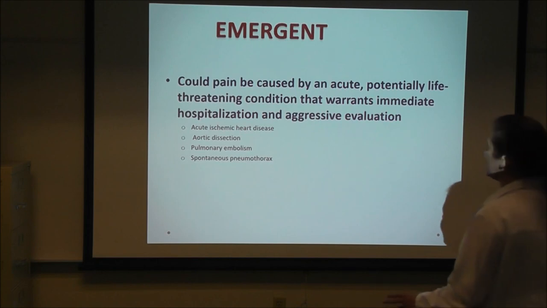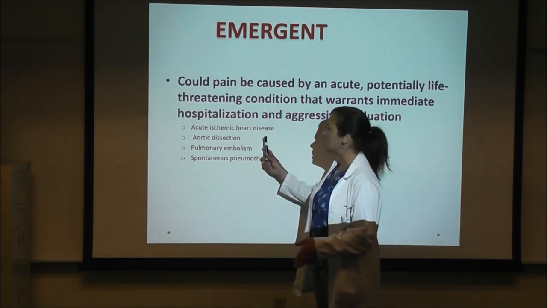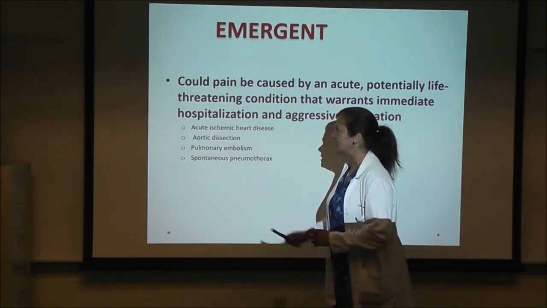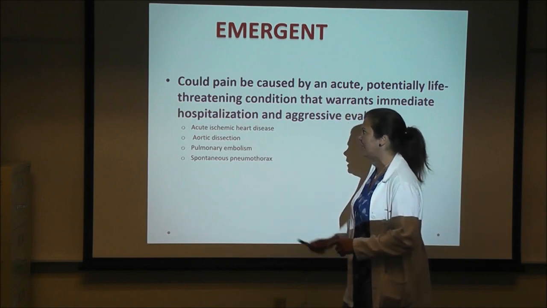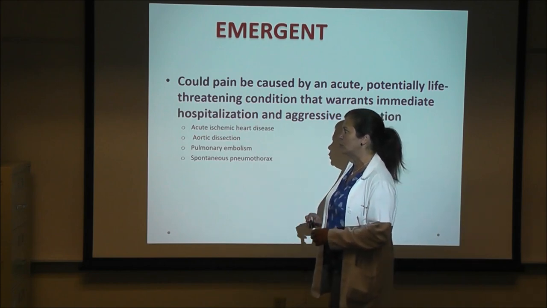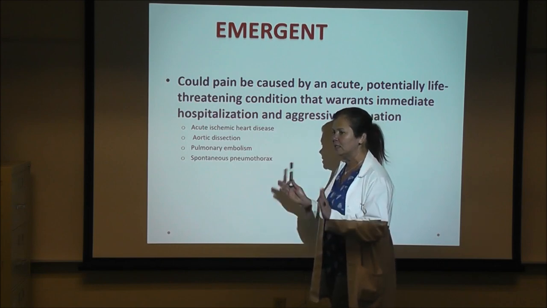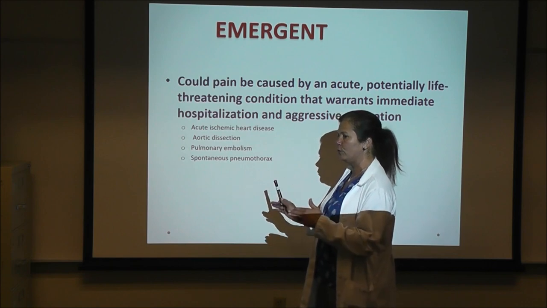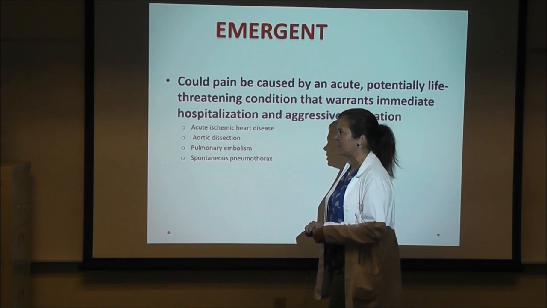Again, look at disease processes that can be emergently treated. Would the patient have an acute coronary syndrome, any type of aortic dissection, pulmonary emboli, or pneumothorax? Again, we went through the description of acute heart disease. Look at troponins to differentiate between stable angina versus myocardial infarction. If it's present, bring the patient emergently to the cardiac cath.